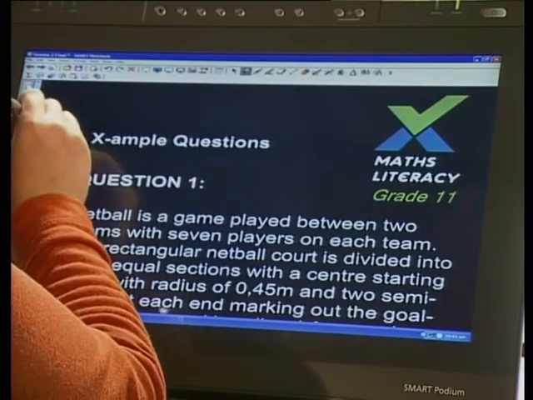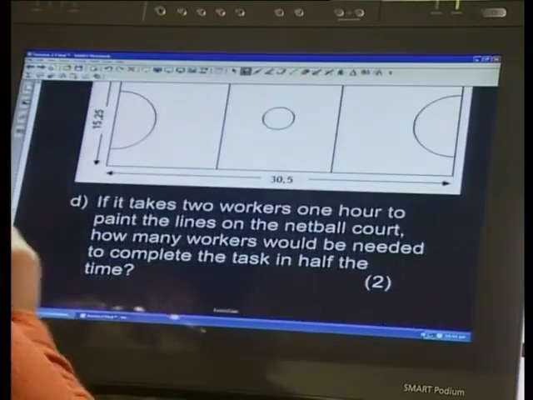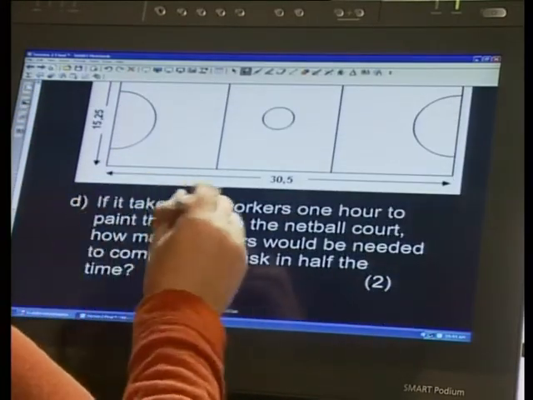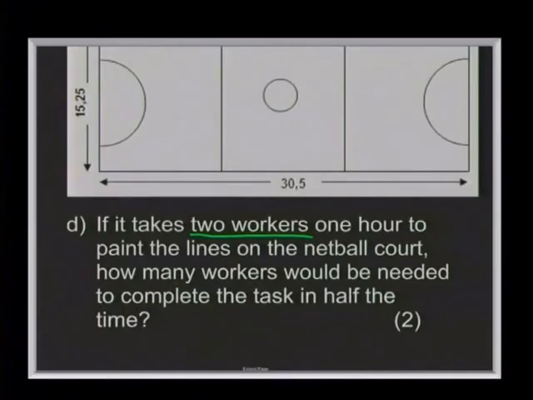Right, the last part of the question was dealing with time. If it takes 2 workers 1 hour to paint the lines on the netball court, how many workers would be needed to complete the task in half the time? Again, got nothing to do with area and volume. One of those different questions that come in every now and again in these kind of questions.